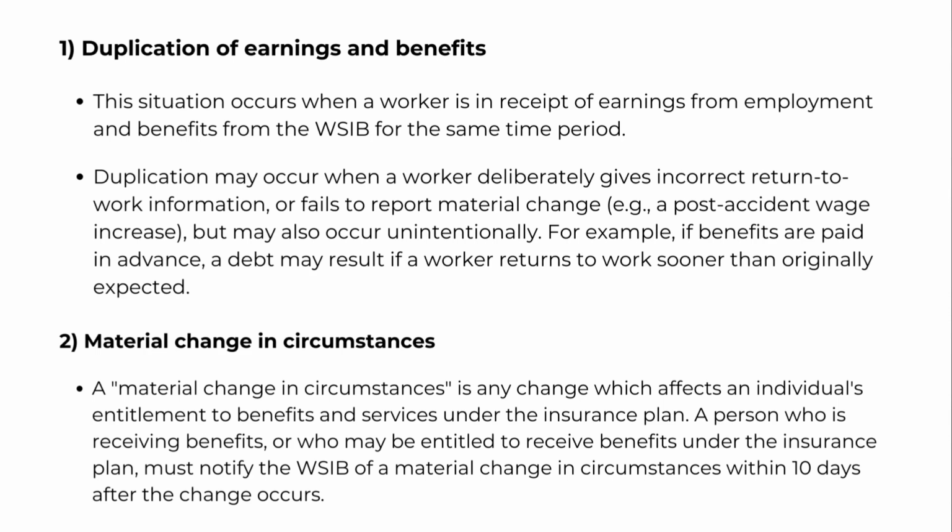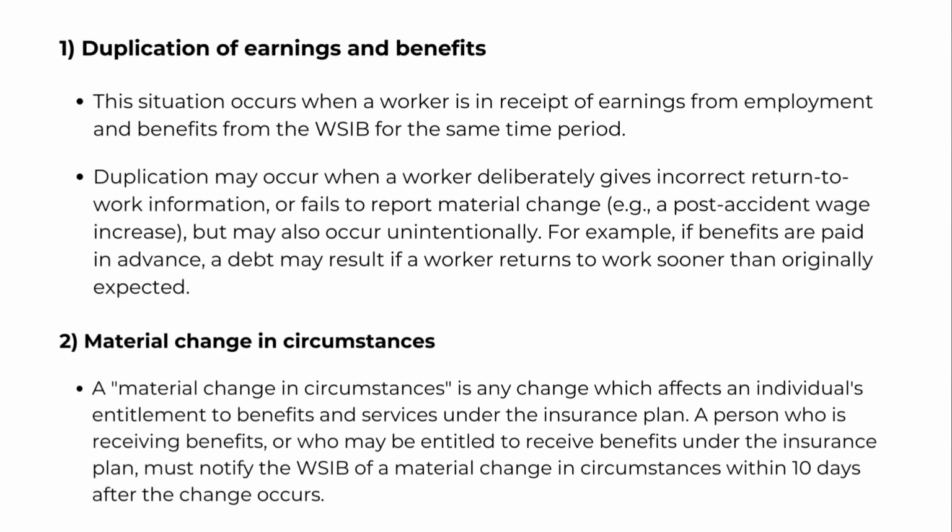Duplication may occur when a worker deliberately gives incorrect return to work information or fails to report material change, for example, a post-accident wage increase that should be reported, but may also occur unintentionally. For example, if benefits are paid in advance, a debt may result if a worker returns to work sooner than originally expected. I haven't really seen a lot of that. If anything, they don't pay on time, not in advance.